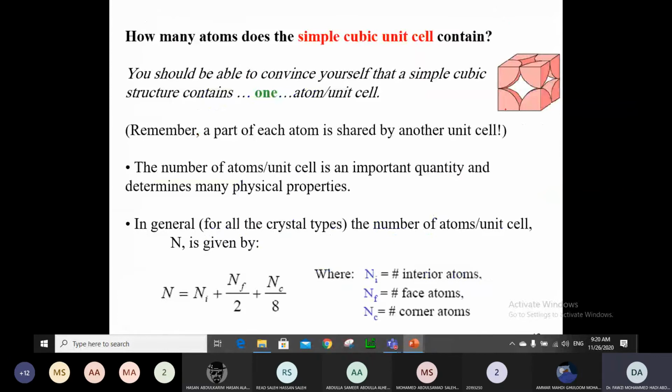How much of an atom is this or this, the corner atoms? How much of an atom is there in that unit cell? How much of it is in the unit cell? It's divided into 8 unit cells, so it is 1/8 of an atom. Each corner atom is 1/8 of an atom.